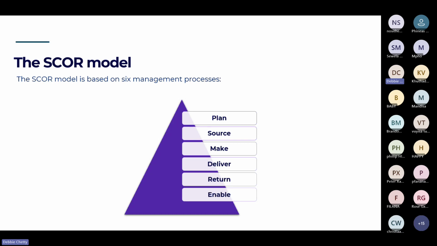Right? Source processes involve obtaining goods and services to meet planned or actual market demand. With make, this includes processes that take the finished products and make them market ready to meet planned or actual demand. Then you have deliver. Any processes involved in delivering finished products or services to meet either planned or actual demand fall under this, right? Under deliver, and including, for example, order, transportation, and distribution management.